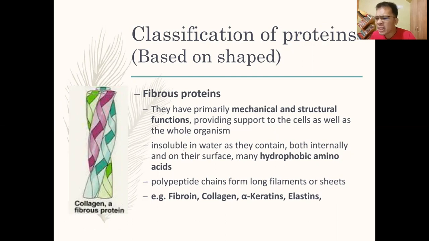Pagkaligo natin ay tunaw na tayo. Okay, kaya nga tayo naliligo kasi nga collagen. Kaya nga ayun, no, insoluble in water. So both internally and on the surface they have many hydrophobic amino acids. Polypeptide chains form long filaments or sheets. So the interaction of polypeptide chains forms the fibrous protein here. So ano ba? We have the fibroin, collagen, alpha keratins, and elastin.